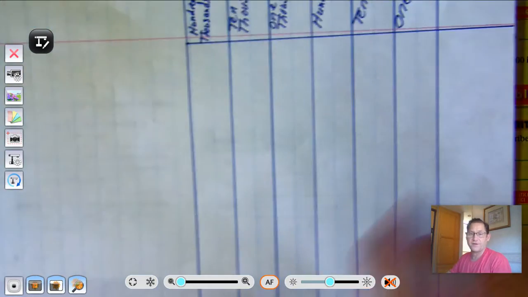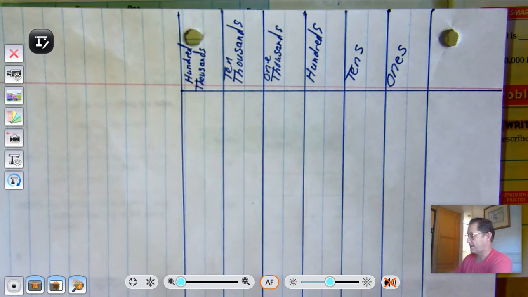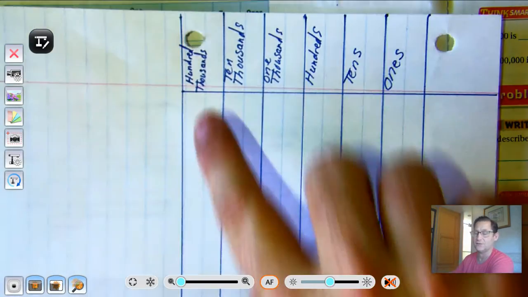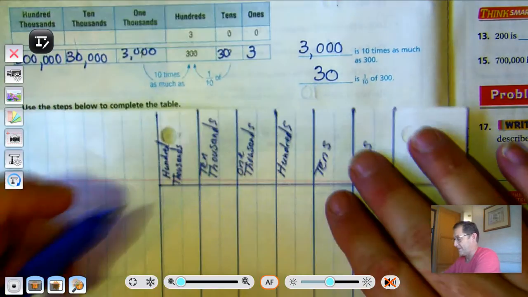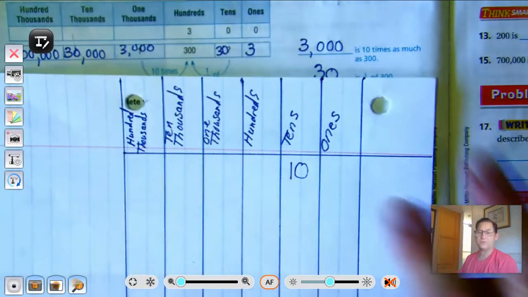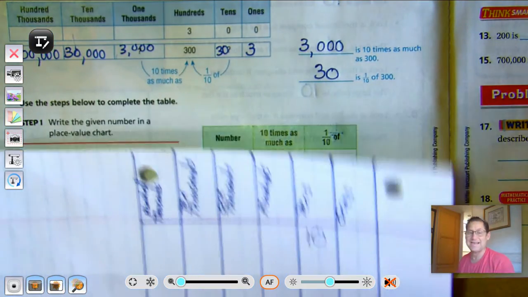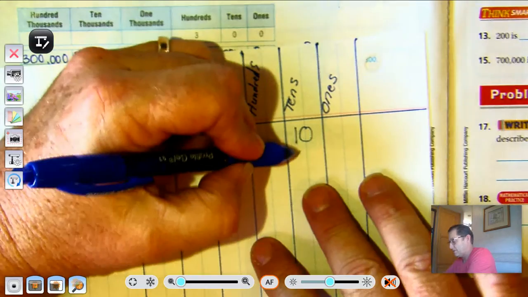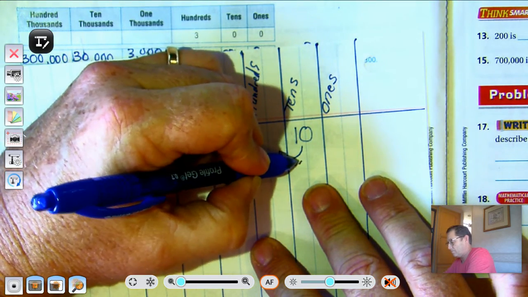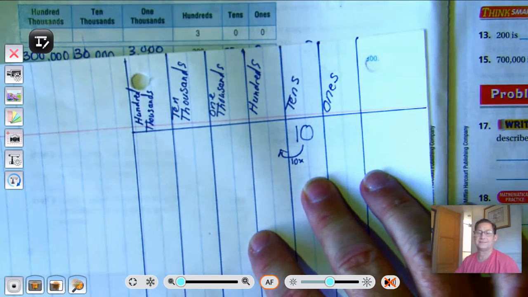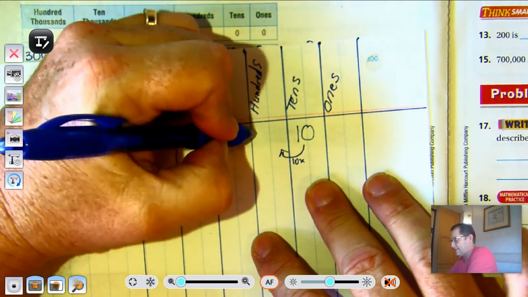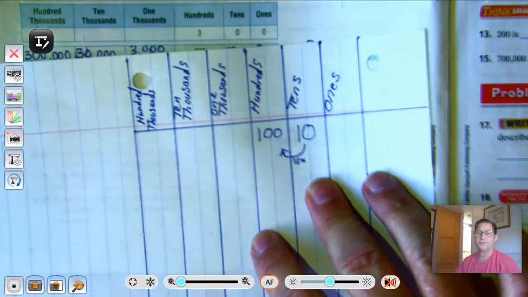So I've created my own little place value chart. I have ones, tens, hundreds, 1,000s, 10,000s, 100,000s. My first number is 10, and it wants me to do 10 times as much. So I am going to go 1 place value to the left. So 10 sets of tens would be 100.